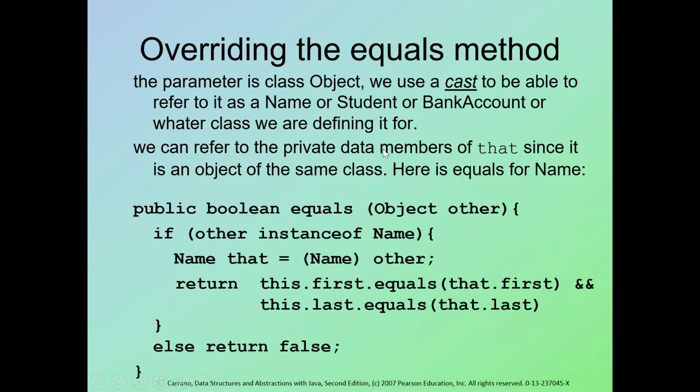And we can refer to the private data members of that since it is an object of the same class. In other words, if we determine that the other object is an instance of the Name class, and this is the equals for the Name class, then you are given access to those fields. So you can refer to the instance variables of objects of the same class. That's actually allowed. That's why we can say that.